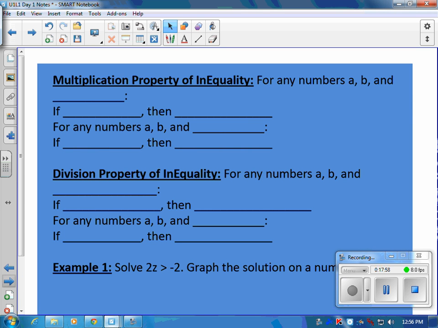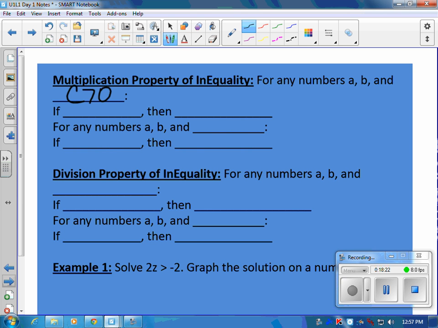Now we are talking about multiplying and dividing to solve inequalities. So let's think about what I need to fill in that first blank with. What did your book say was the first blank that we fill in for this property? Parker, what do you have for the first blank? C is greater than 0.